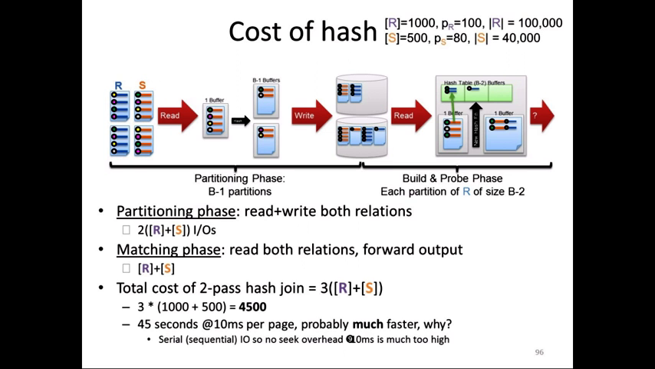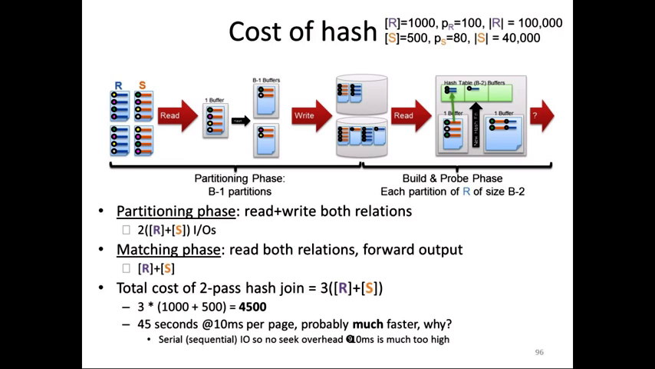So the partitioning phase, of course, for R and S means, for instance, if we get away with just two passes, 2 times R and S, read and write both relations. And the matching phase, read both relations once, basically, so the overall cost will be 3 times size of R plus size of S. So, for instance, 4,500 input outputs.